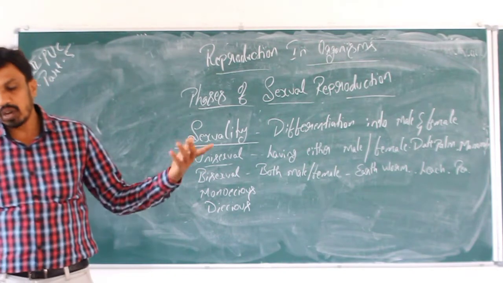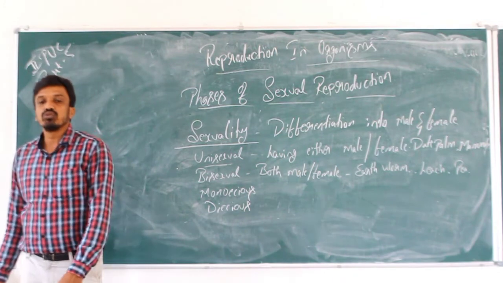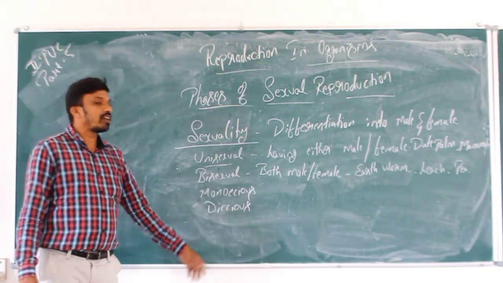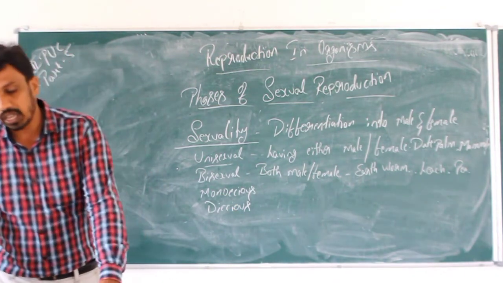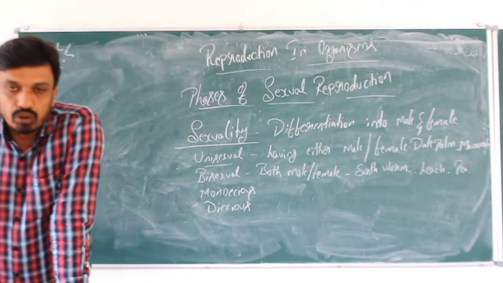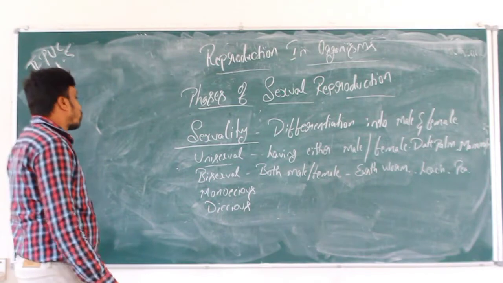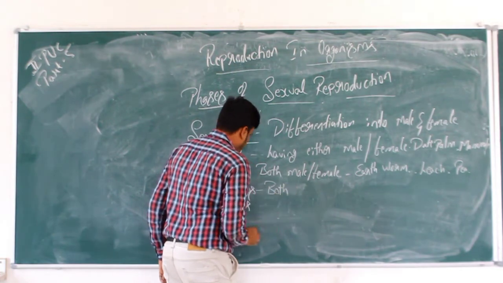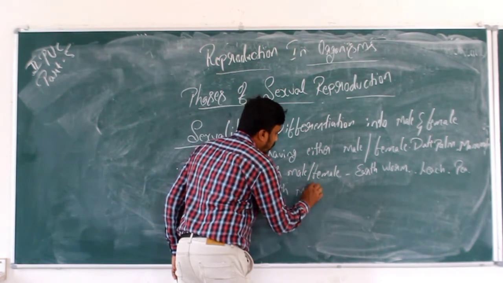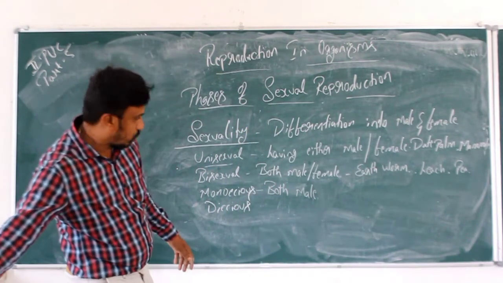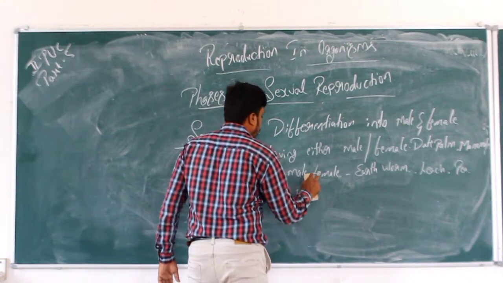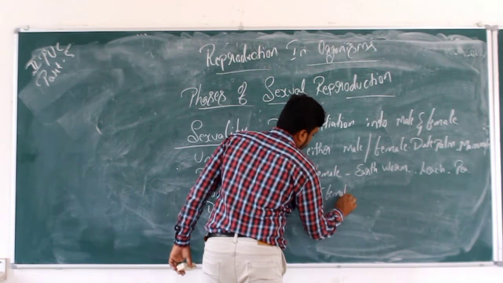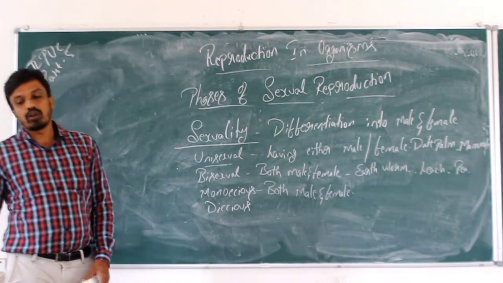Next, monoecious. They are the terms used to denote algae and fungi. So it is also same as bisexual, having both male and female parts. So they are called as monoecious.